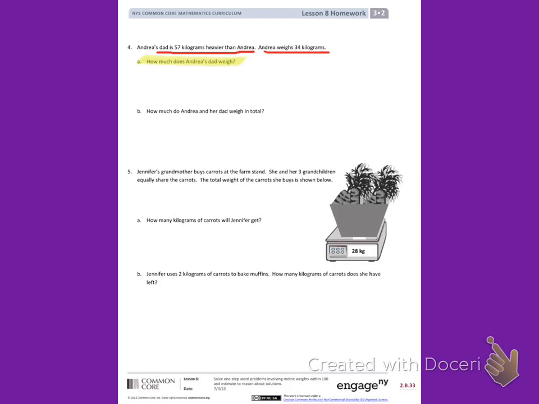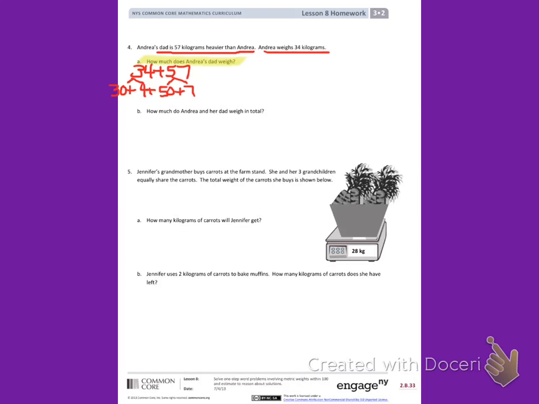Well, we know that Andrea weighs 34 kilograms, so I'll write that here. And we know that her father is 57 kilograms heavier than Andrea. So if he's heavier, that means he weighs more. So I'll add that 57 kilograms to Andrea's weight. Now 34 is the same as 30 plus 4. And 57 is the same as 50 plus 7.